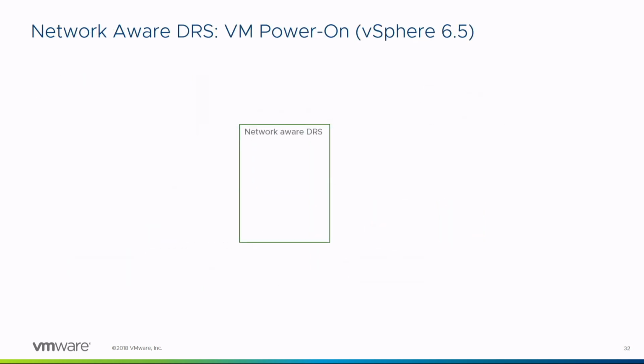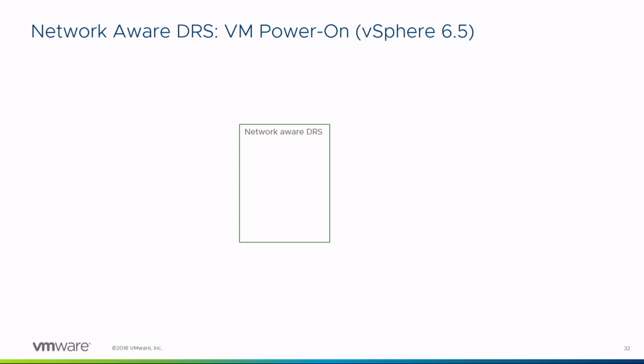All right, let's look in detail at how power on works. I've separated the power on work for vSphere 6.5 and 6.7. If you had a chance to review yesterday's session about what's new in vSphere 6.7 from a DRS perspective, we highlighted that we have a new algorithm that works for power on only.